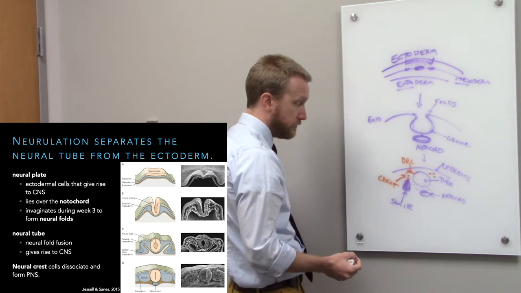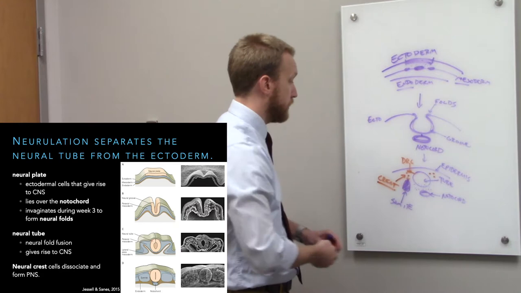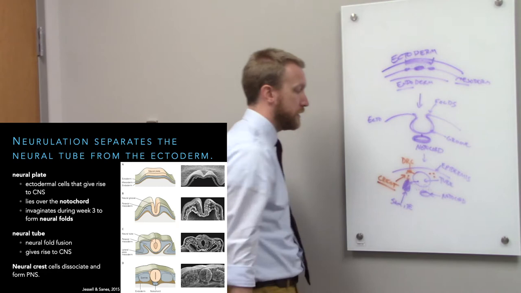Anything that's derived from the neural crest is going to live outside the central nervous system. So all the peripheral neurons are derived from the neural crest. Now there is some aspect of the peripheral nervous system that's created here in the neural tube, because we will eventually form motor neurons and they'll project outward to innervate those somites as well.